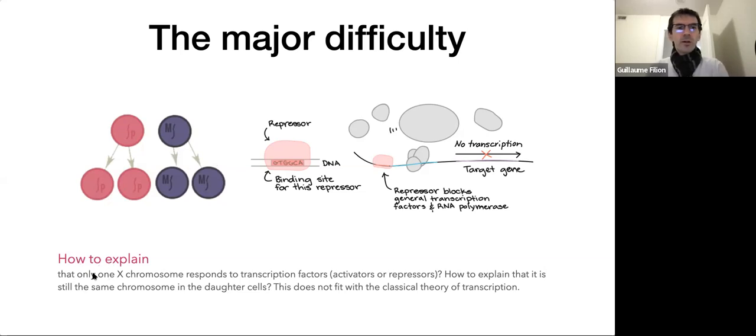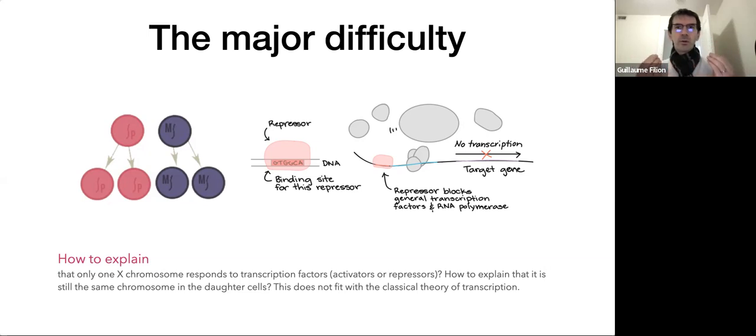How to explain that only one chromosome responds to transcription factors, activators or repressors? If you remember what you know on transcription, the way it works is that you've got transcription factors that are proteins that just find the DNA sequences, bind to them, and either activate them or repress them. If you have two X chromosomes here, any transcription factor should be able to activate one and activate the other, or repress one and repress the other. So either way, there should not be any difference between these two sequences.